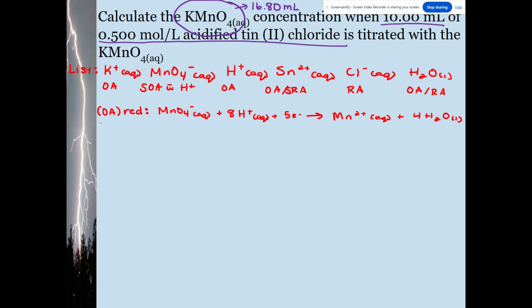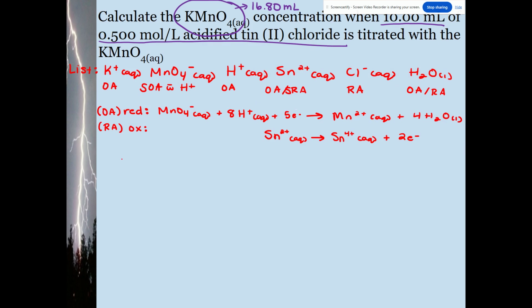Okay, my reducing agent that loses electrons, so the electrons need to be a product, undergoing oxidation, is tin 2+. So I'm copying that half reaction from the data booklet from the right to the left. I'm following it along in the data booklet. So tin 2+ on the right-hand side produces tin 4+, and 2 electrons are lost in that process.